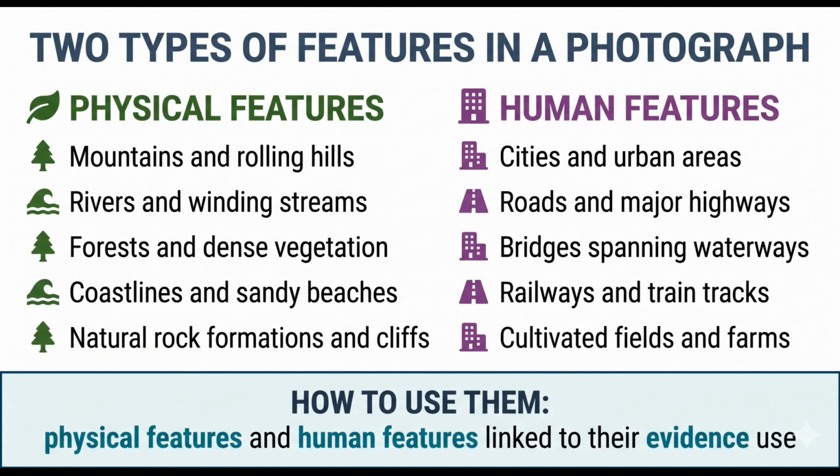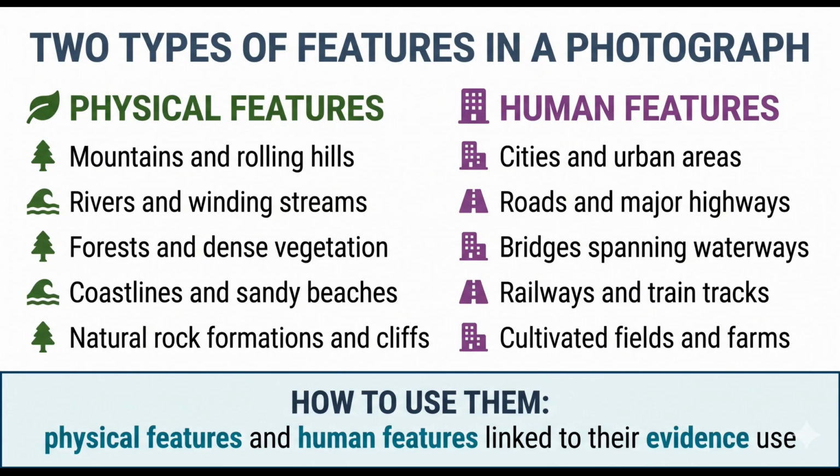Every feature you identify from a photograph falls into one of 2 types. Look at the 2 columns on screen. Physical features are natural, not made by people. They include vegetation and forest, landforms like hills or cliffs, rivers, lakes, coasts, soil or rock type, and sky or cloud conditions. Human features are made or modified by people: buildings, roads, bridges, farmland, dams, reservoirs, and settlement patterns.